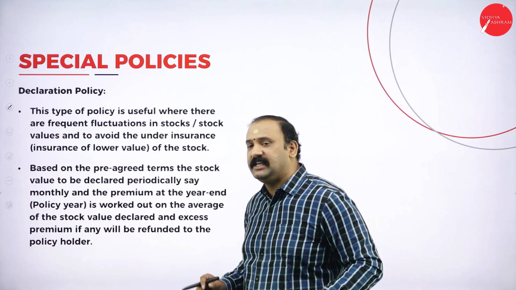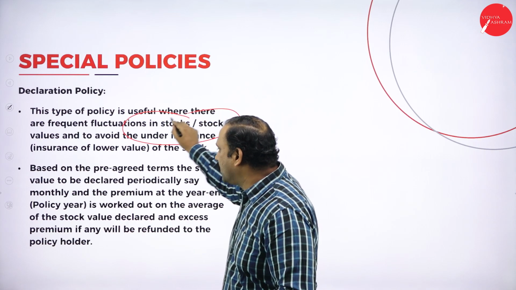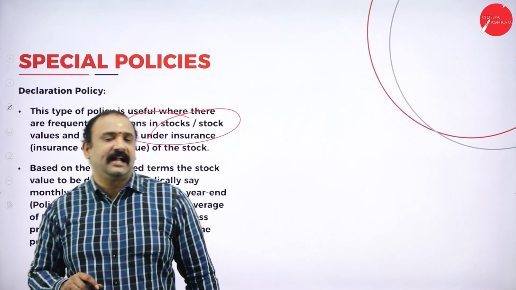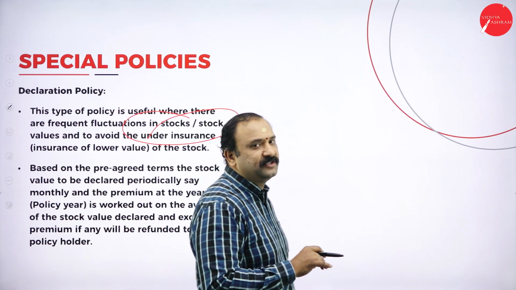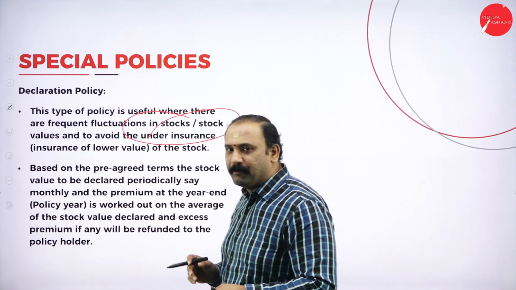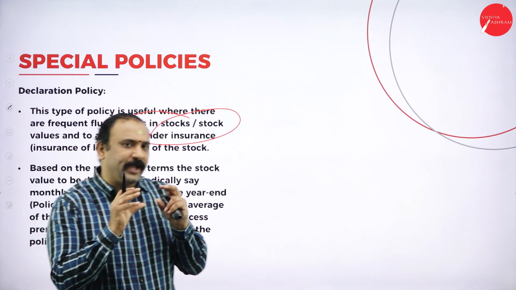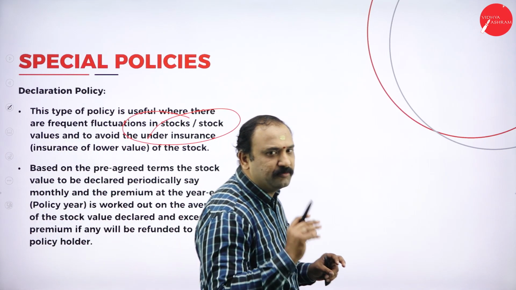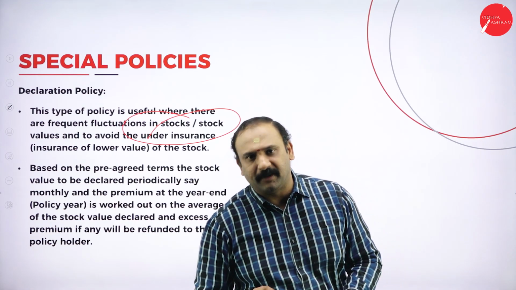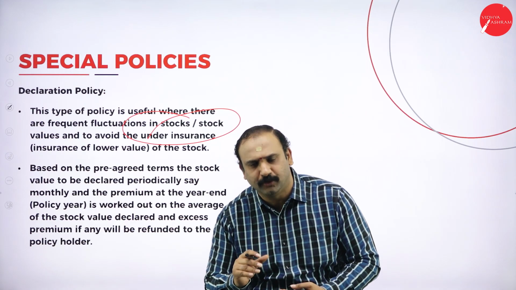Now, the next thing is the declaration policy type. This type of policy is very, very useful where there are frequent fluctuations in stock and stock values, to avoid underinsurance of the stock. This is a kind of policy that comes in where there is a fluctuation. Normally, when you talk about metal stocks or the metal business, there is heavy fluctuation in the market because of the movement of the metals. You might have seen that suddenly the value of copper went up, suddenly the value of zinc went up, all the metals started going up, iron and steel started going up.